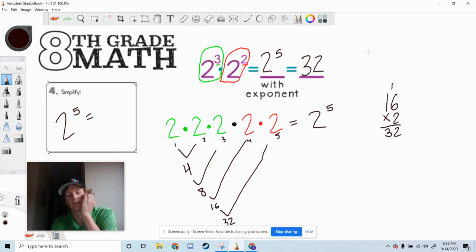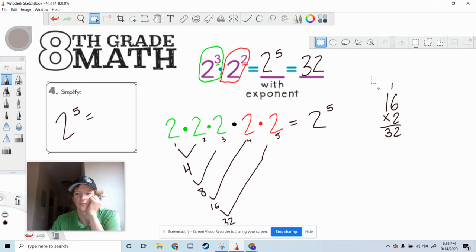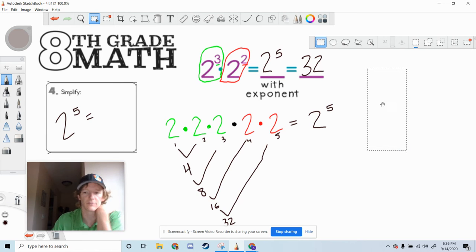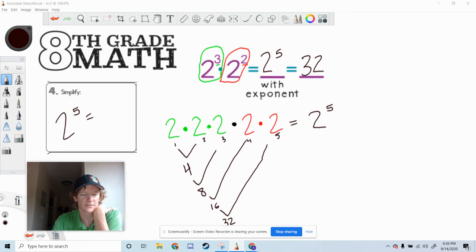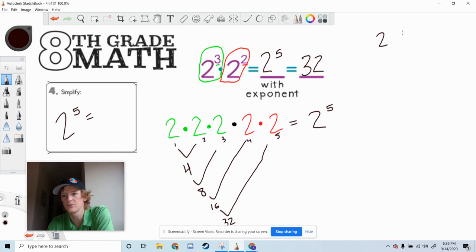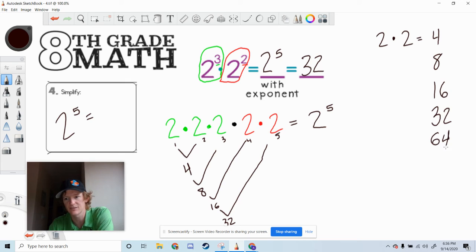If you've ever played the game 2048, you've worked with a lot of powers of 2. Let me show you. I want to get rid of these. Go away. So let me show you. You take 2 2s, and then you multiply them together, and you get 4. And then you take 2 4s, and you put those together, and you make 8. And then you make 16. And then you make 32. And then you make 64.